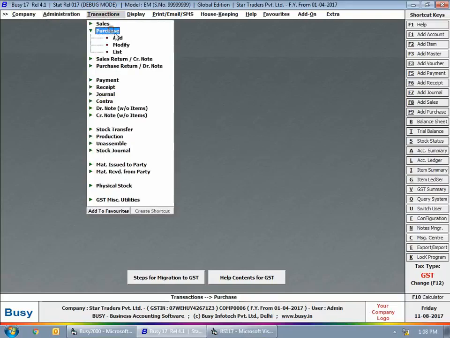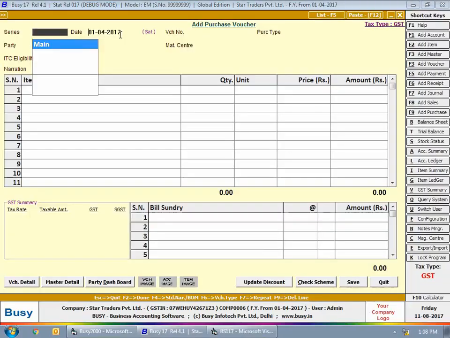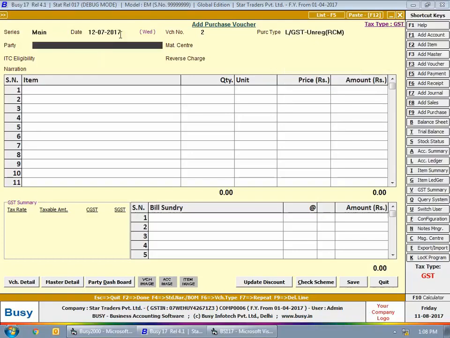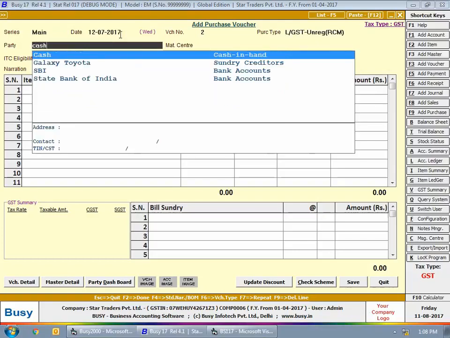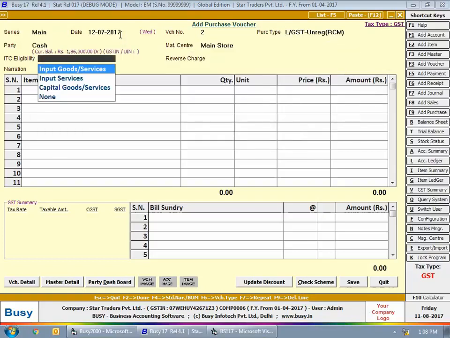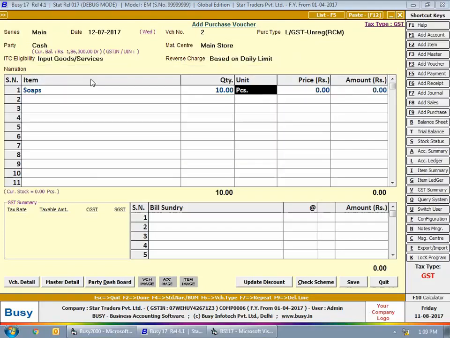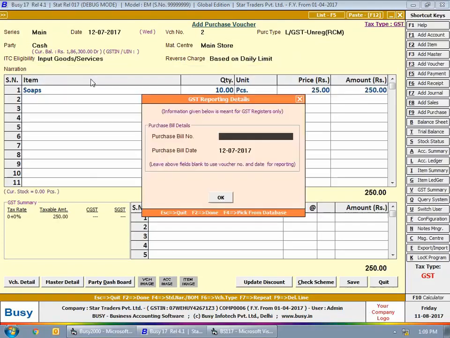Next we'll enter a purchase voucher for these items. Here we are entering a purchase voucher on 12th of July. We are taking the purchase type as LGST unregistered RCM. That is, we are purchasing goods from an unregistered dealer, party as cash, ITC eligibility, input goods services, reverse charge based on daily limit. Here we have purchased 10 pieces of soaps at rupees 25 per piece.